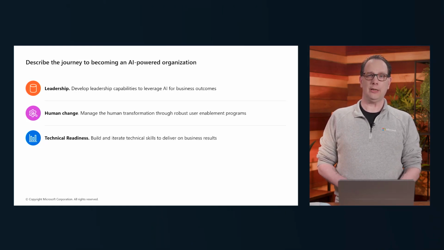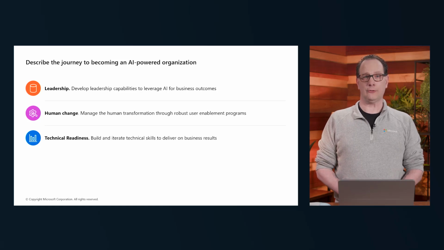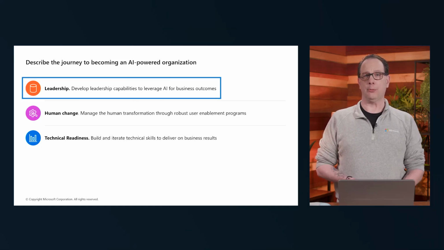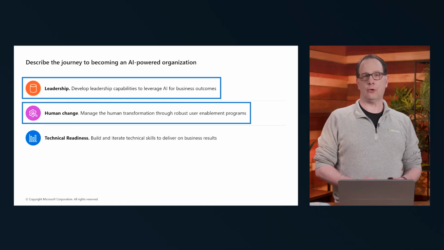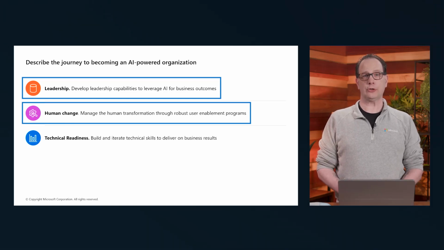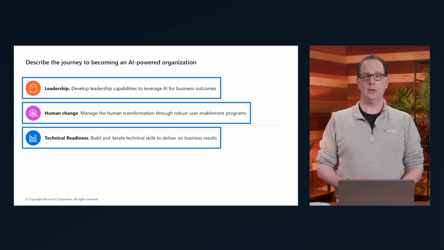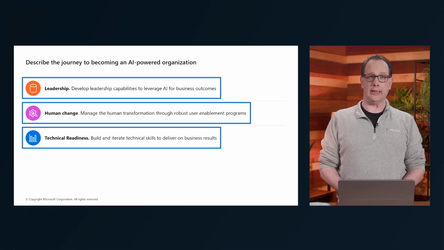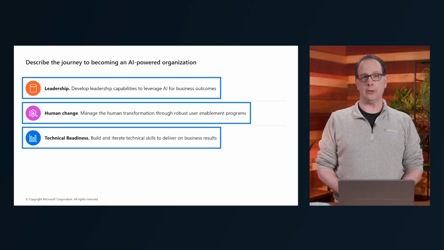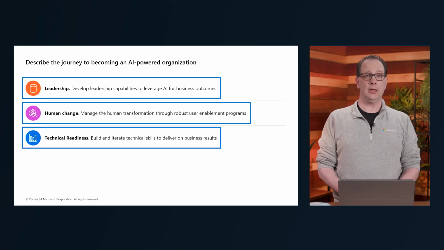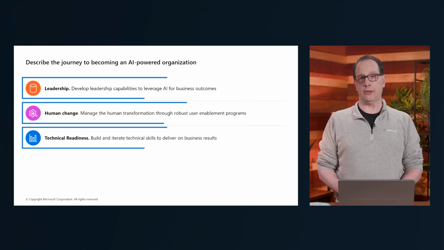The journey to becoming AI-powered with Microsoft 365 Copilot involves cultivating the right leadership, managing human transformation carefully through robust enablement programs, and building the necessary technical skills within the workforce. These steps, grounded in responsible AI principles, are aimed at seamlessly integrating AI into your business environment, enhancing productivity, decision-making, and innovation.